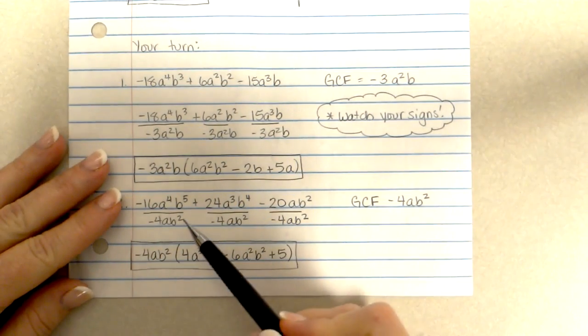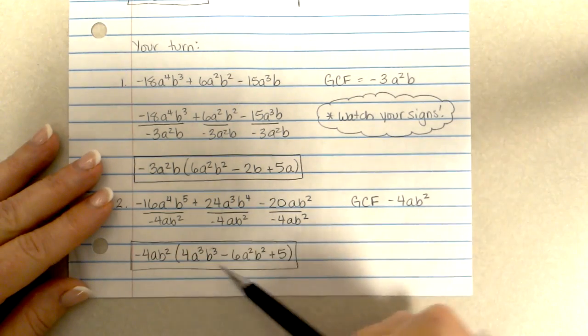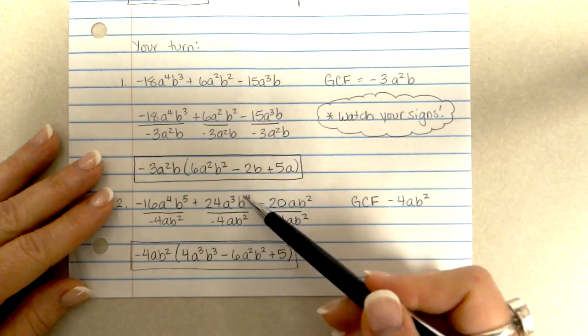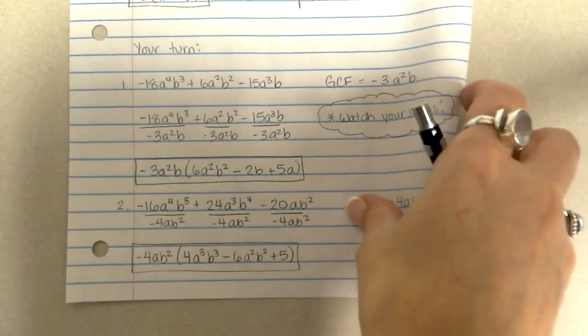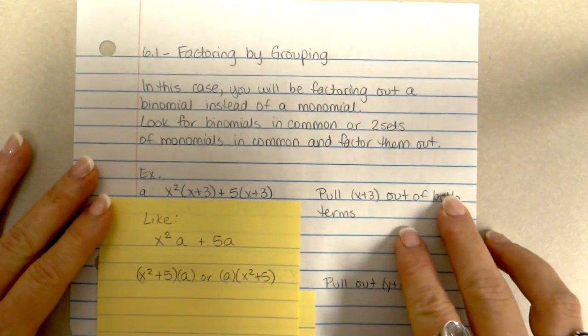Again, we can't just throw away what we divided by. We have to keep it so that our final answer that's in factored form is the same value as the original polynomial that we started with. Okay, so let's keep going and let's talk about factoring by grouping.